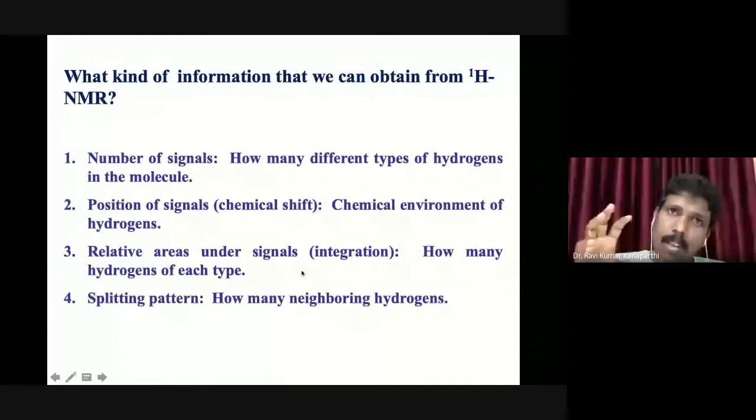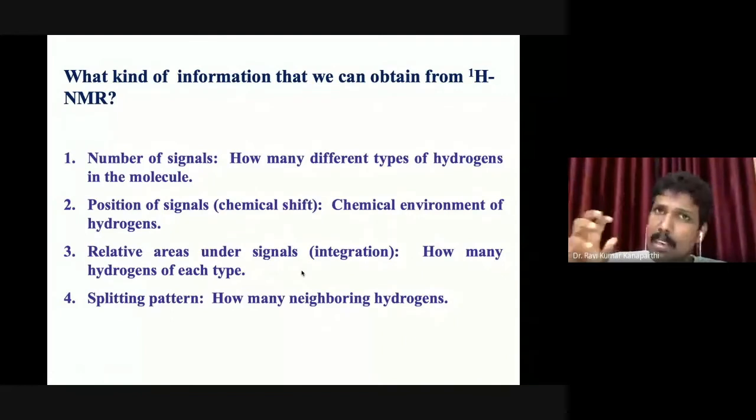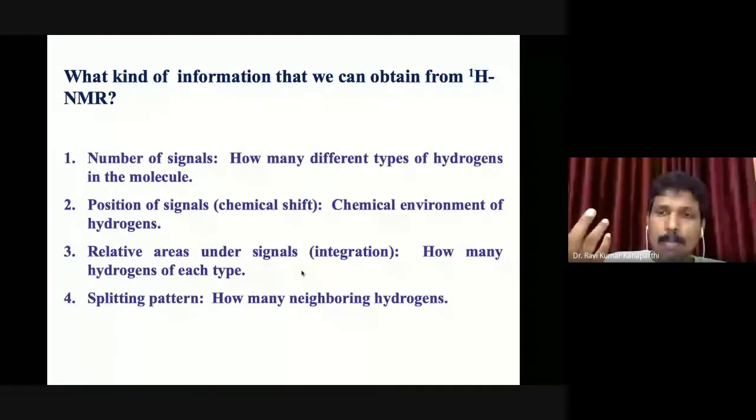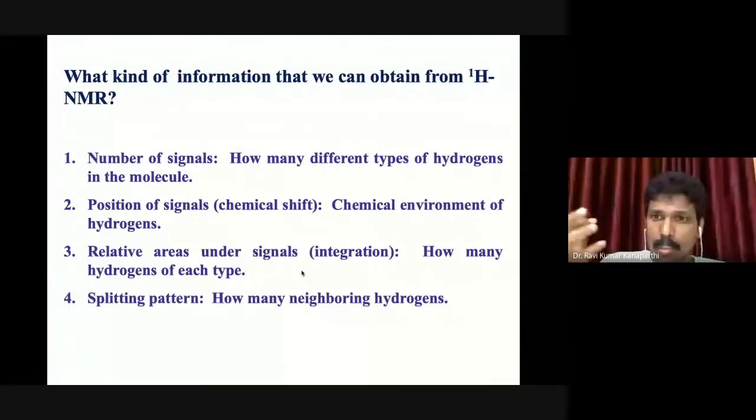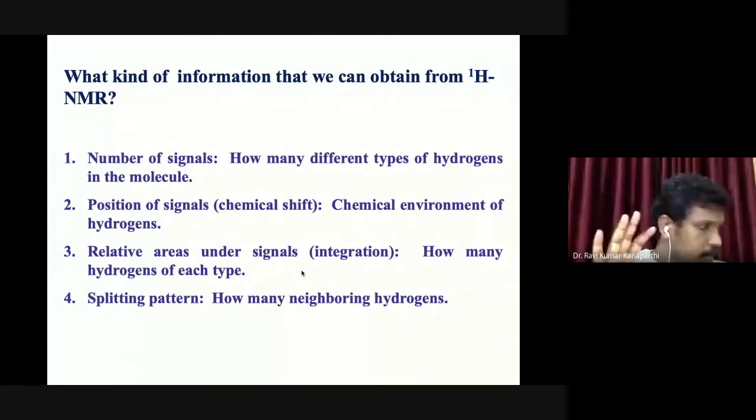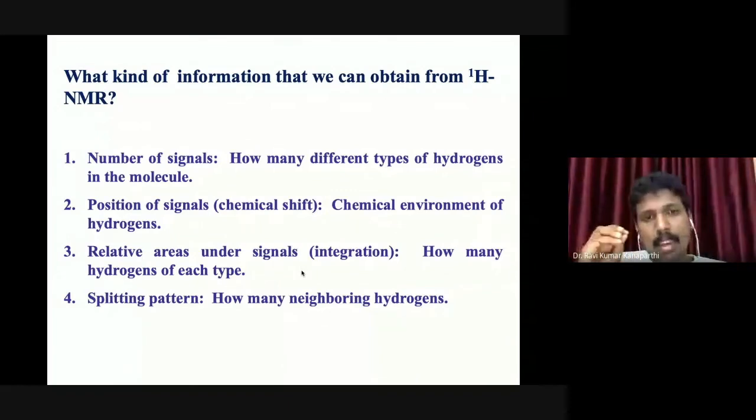With regard to the proton NMR spectrum, the area under the peak will give you the information of how many protons are present. How many? Okay, it is 1 or 2 or 3 or 4. So this is the information that normally we get from the area under the peak, not curve, sorry. The area under the peak will give you how many hydrogen atoms are present under each signal.